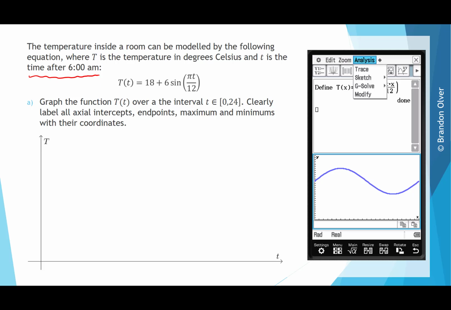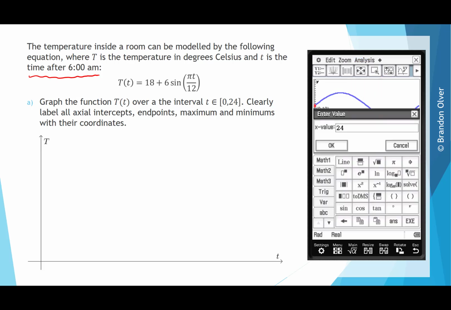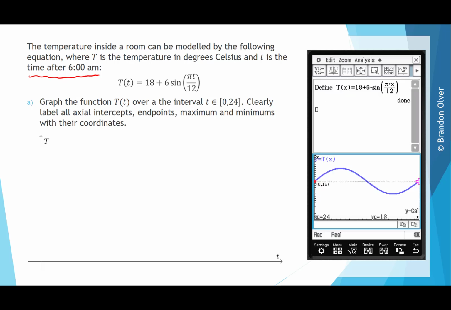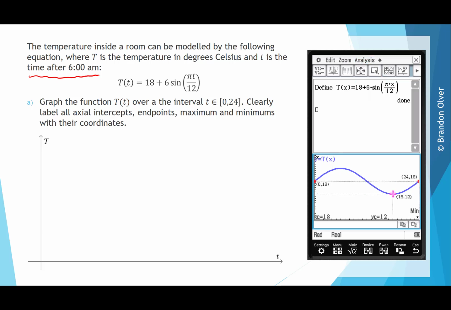We can now go Analysis, G-Solve and find key features using these commands. If we find the y-intercept first, that's the T-intercept, and that's at (0, 18), and we can hit execute to lock that point on. Then we can go Analysis, G-Solve, and use an x-calc, y-calc. We know that we end when x is 24, so typing 24 in as the x value, we'll do a y-calculate, and we find that the y value is equal to 18. We can now go Analysis, G-Solve, Minimum, and that gives us a minimum at (18, 12), and then Analysis, G-Solve, Max will give our maximum at (6, 24).